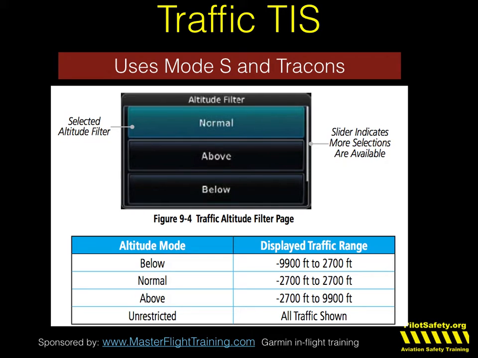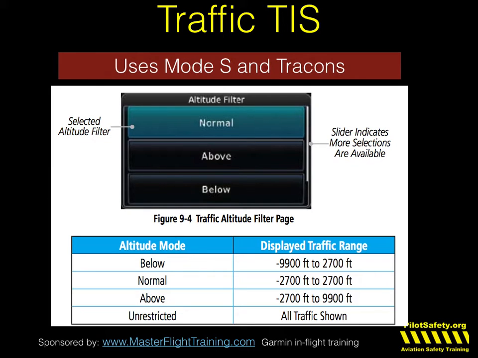I always like normal. Only showing planes above me or only showing planes below me doesn't really do anything for me. Why would I not want to see half of the traffic? So I like normal. Unrestricted shows everybody within 50 miles, however big you got the map page up. It shows everybody at all altitudes, and they'll just clutter up the screen. You don't really need to see people 5,000 feet above you. That's why I really think the normal is the best.